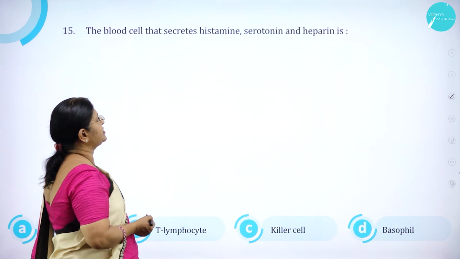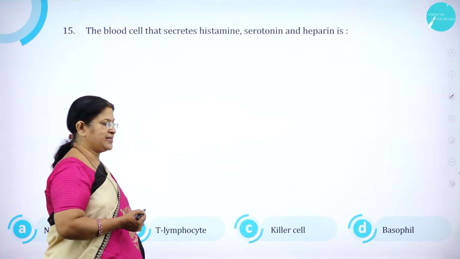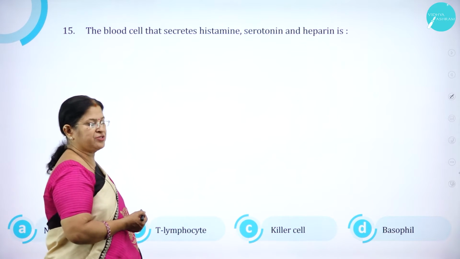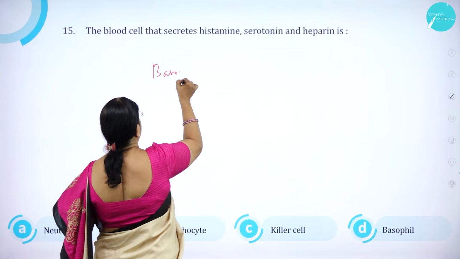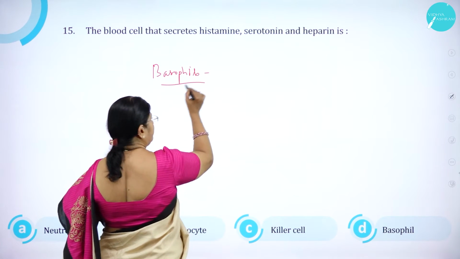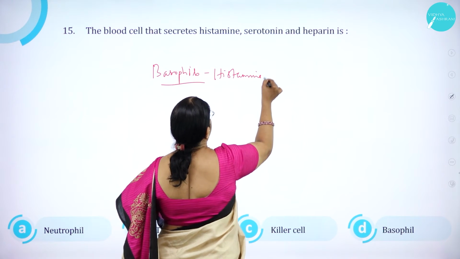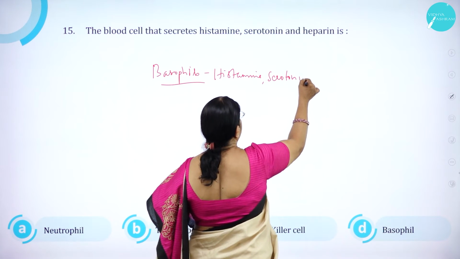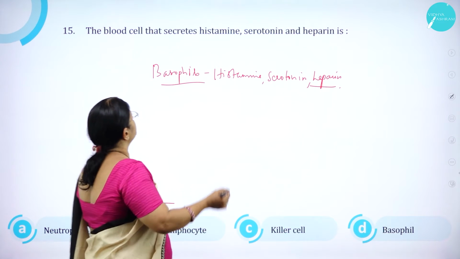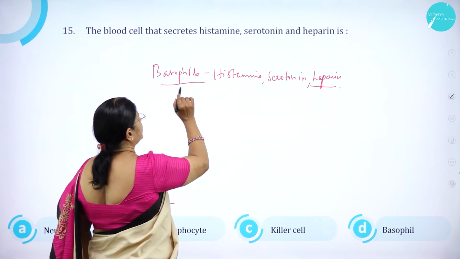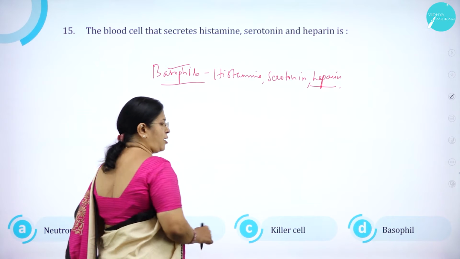The blood cell that secretes histamine, serotonin and heparin. All of us know the blood cells include neutrophils, then basophils. Particularly the basophils, a type of blood cell, secrete histamine, then serotonin and heparin. Heparin is an anticoagulant. So the blood cell that secretes histamine, serotonin and heparin is basophil. What are the options given?